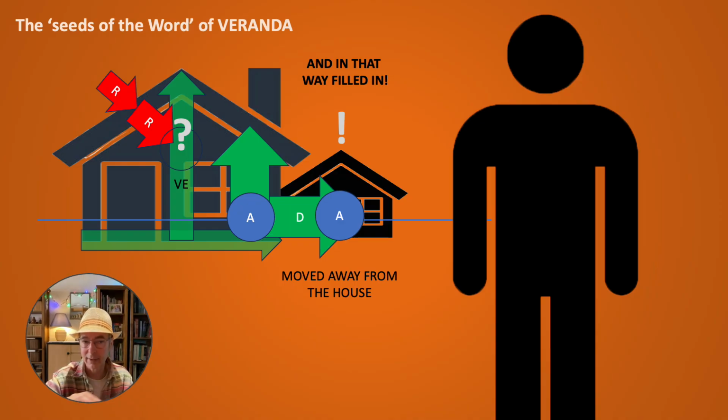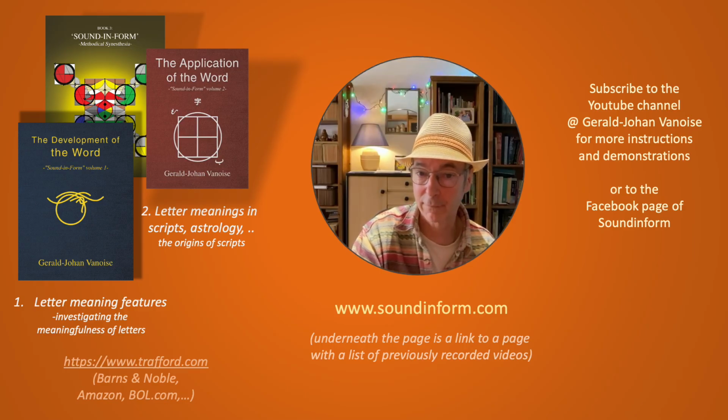I give it a little bit distance from the house, and there it will be filled in, and that's the third part of the R also. The material will be filled in the end, and it will be at that place where it moved a bit away from the house and where it gave it a different function. And so I have veranda.